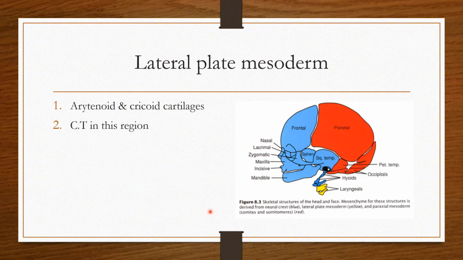Next, let's look at the lateral plate mesoderm and what it is forming. In yellow color you can see the laryngeal cartilages. This one is the arytenoid and the cricoid cartilages, which are formed by the lateral plate mesoderm, and also the connective tissue in this area. So here you can see this whole part in red color is the neurocranium, this part in blue color is the viscerocranium, and in yellow color you can see the laryngeal cartilages, both the arytenoid and cricoid, which are formed by the lateral plate mesoderm.